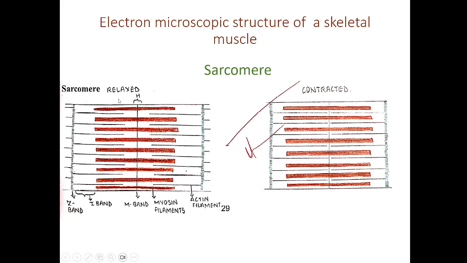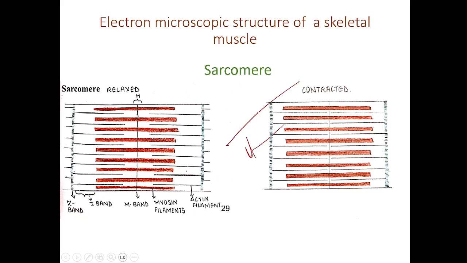Now the first picture is of a relaxed sarcomere and the second is of a contracted sarcomere. Now this sarcomere is a part of a myofibril. So this is a small part of a myofibril between two Z lines. So these are two Z lines on the periphery. To the Z line attached, shown with black color, are actin filaments. These are the actin filaments attached to the Z line on both sides.